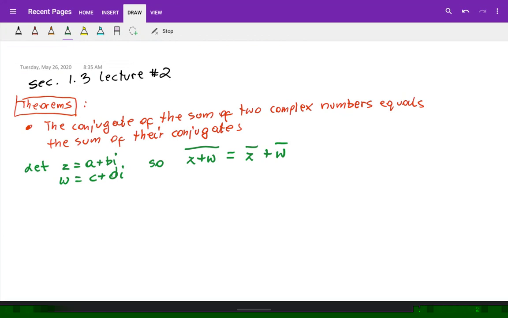I'm giving you here an example: z is equal to a plus bi. So this is one complex number. The different complex number is w, which is equal to c plus di, because we know a complex number has two parts, real and imaginary. So if we want to take the conjugate of the sum, the conjugate of z plus w, you can break it down as the conjugate of z plus the conjugate of w. So how does that theorem work in real life? Let me give you an example.